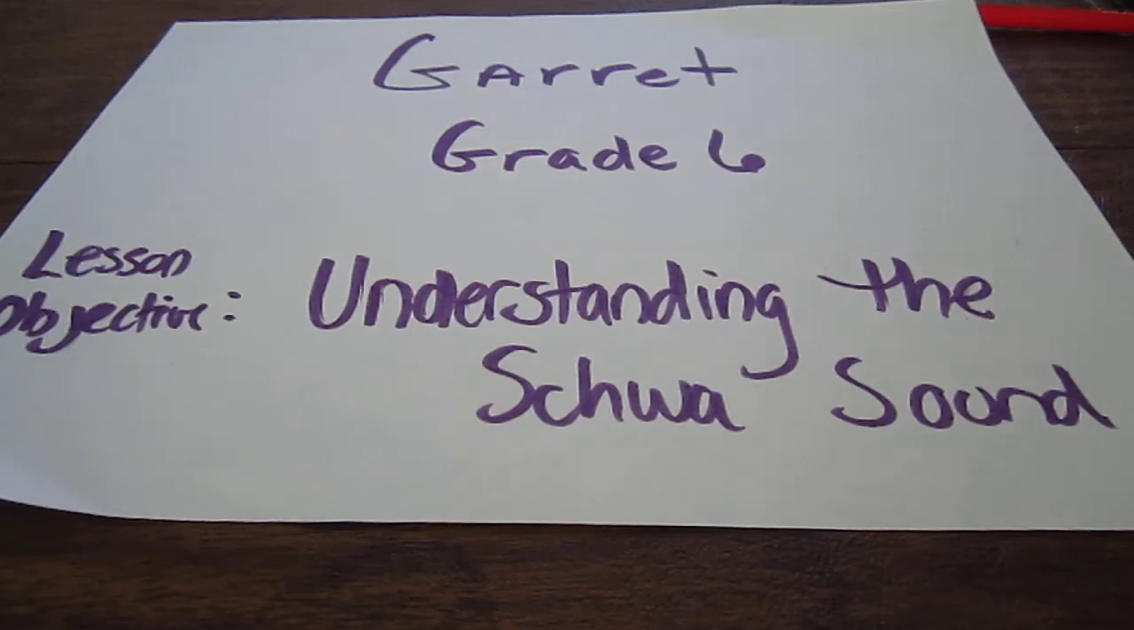Today's lesson is with Garrett. He's in grade 6, and the lesson objective is understanding the schwa sound. So Garrett, today we're learning about the schwa sound, which is the sound that a vowel can have when it's in an unstressed syllable. So we were just practicing some stressed words and stressed syllables, right?